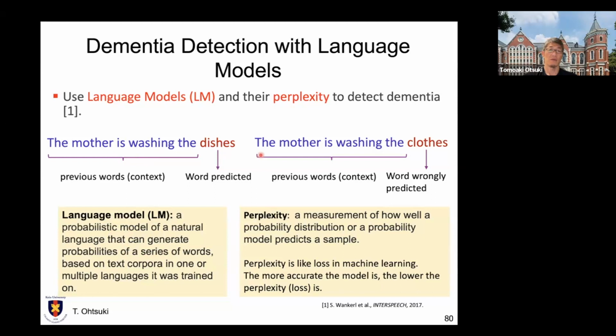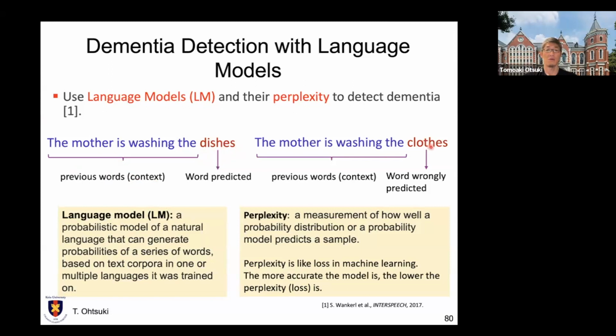So let's see the example. "The mother is washing" is the previous word context. Based on those words, the model tries to predict the next word. And this one, it predicts correctly.